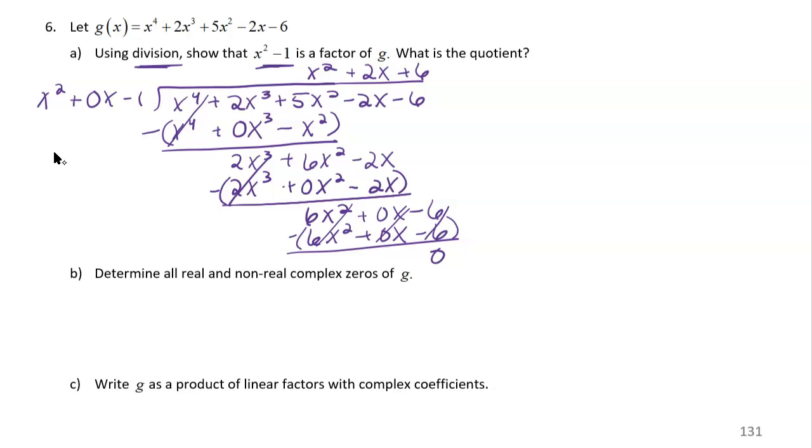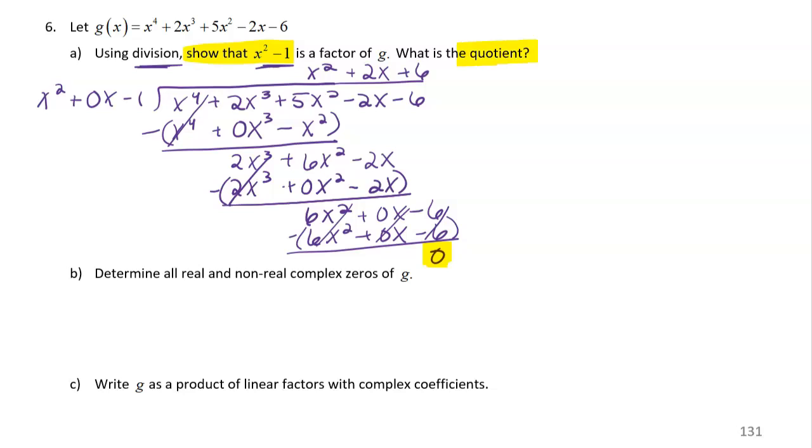Okay, so we kind of knew that was going to be a 0 when we started the problem because of the way the directions were. The directions said using division show that x squared minus 1 is a factor of g. So remember, whenever something is a factor, you get that remainder of 0, and so just the way the wording of the problem was, I was expecting a 0, but they wanted us to show that.